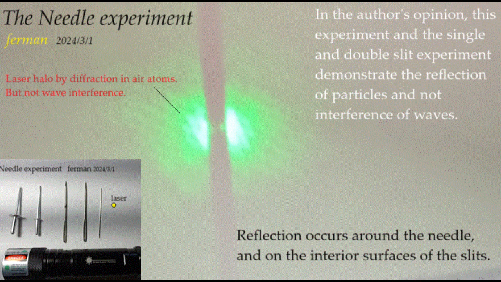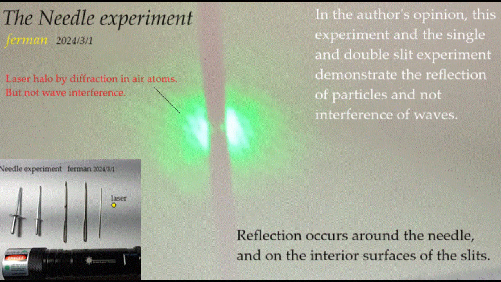What then is light? Well, material particles that are rejected or reflected by the surface of the needle in this experiment and by the interior surfaces of the slits in the case of the simple and double experiment with slits, but in no case waves that interfere with each other.